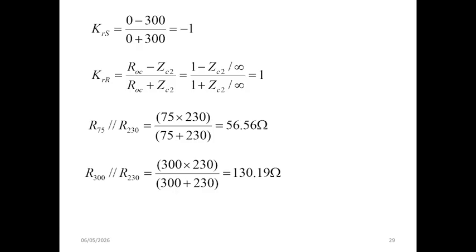We can obtain the KRS, which is equal to -1, indicating a complete reflection with polarity reversal due to the short circuit condition. On the receiving end, the reflection coefficient KRR can be found to be equal to 1, which corresponds to an open circuit condition where the wave is fully reflected without any inversion.